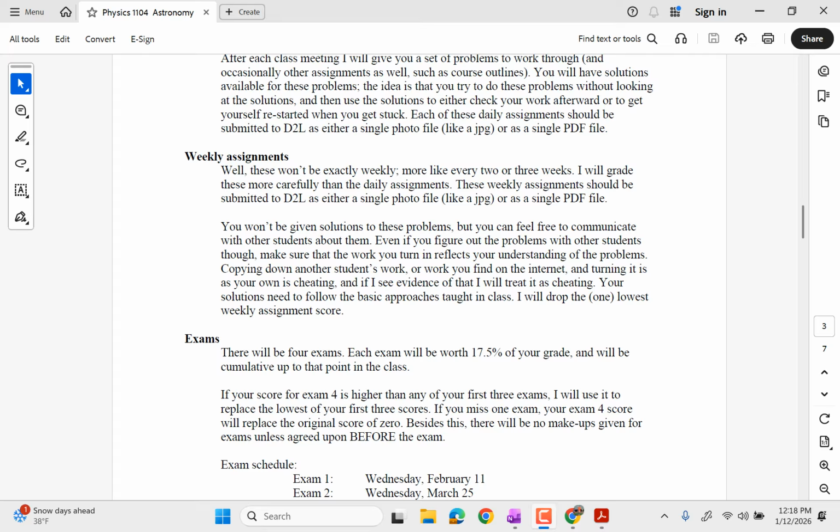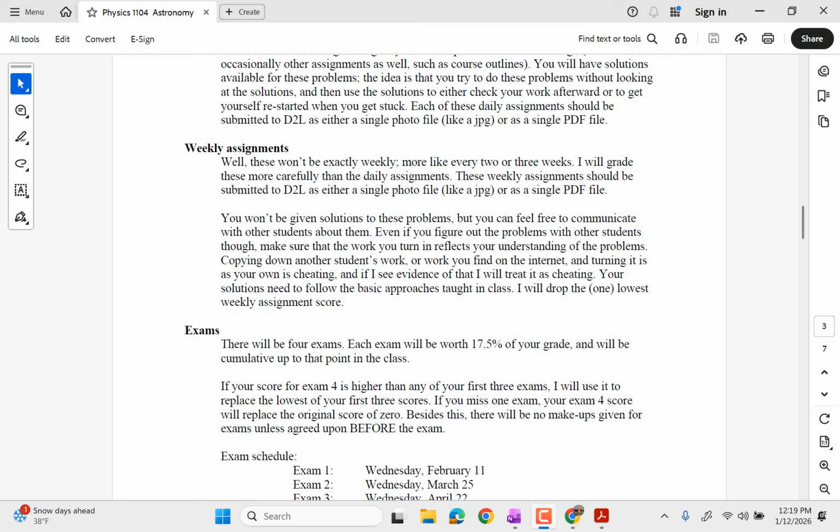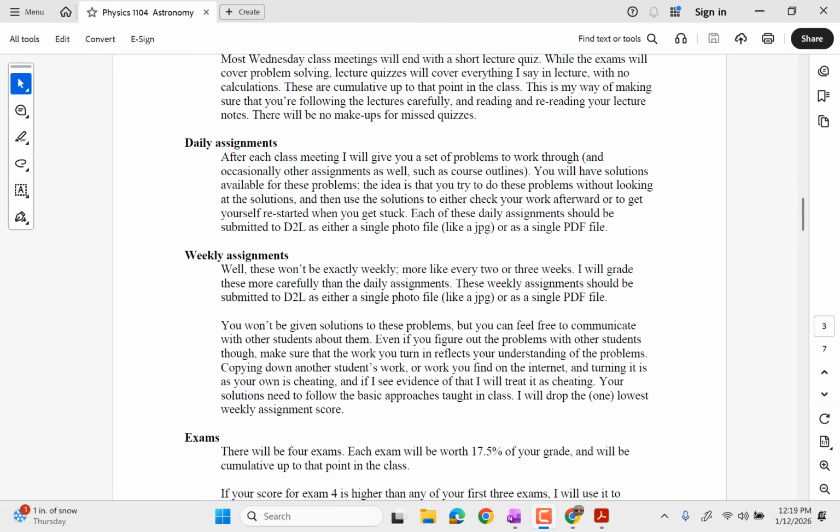These are ones that I'll grade carefully. I won't give you the solutions for. So this is a chance to get a little more feedback on the work that you're doing. But they're no more difficult really than the daily problems. It's just I'm making sure that you're going through these the right way, using the right notation, your arguments make sense, that kind of stuff. Any questions about the assignments, the daily or weekly assignments?